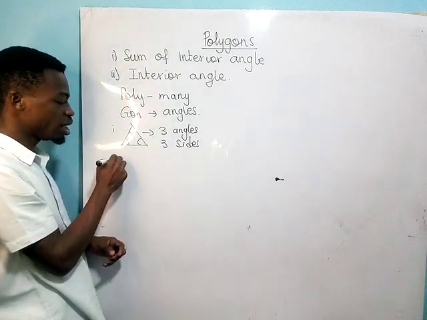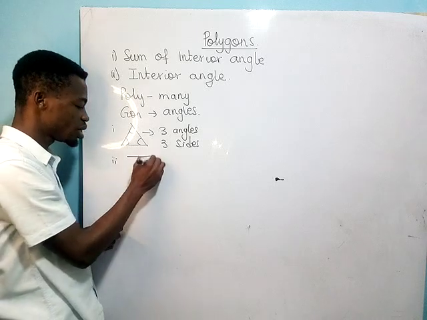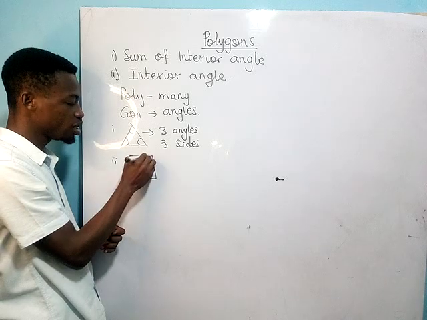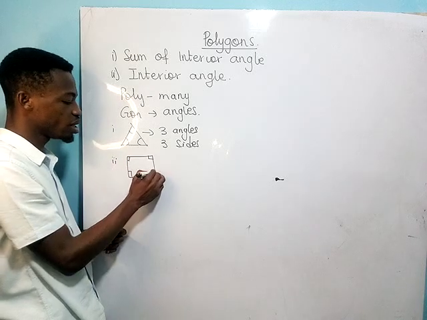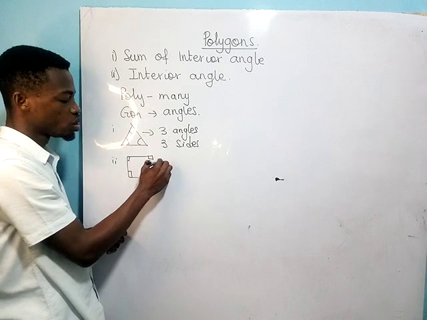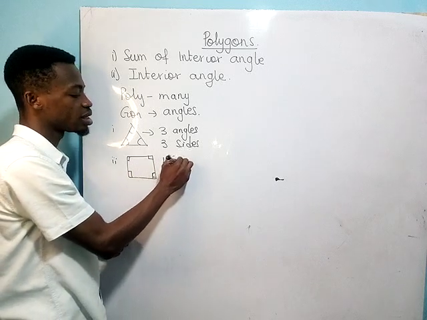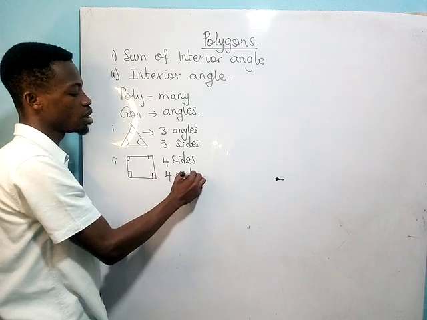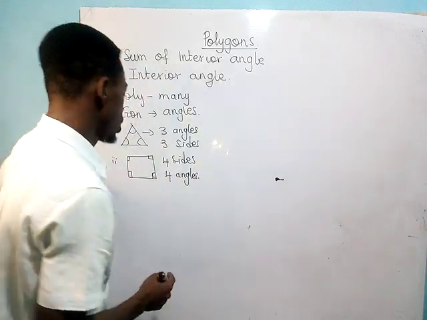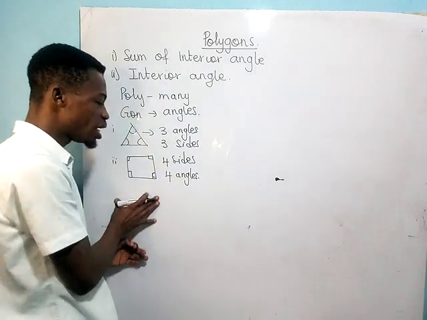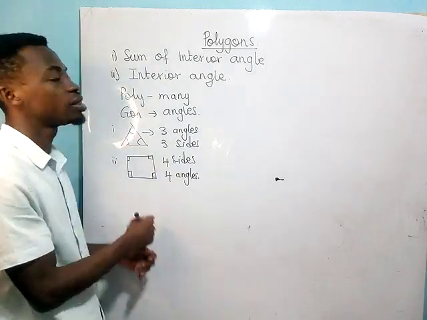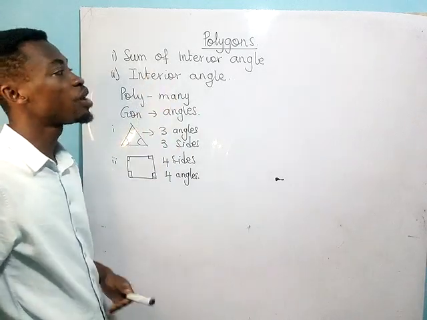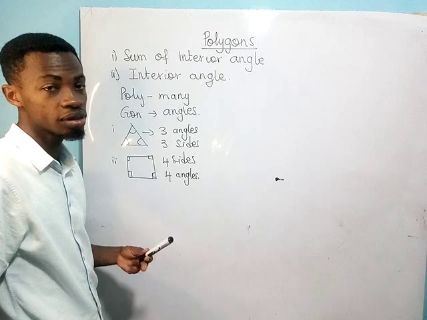Let's pick another one. Let's pick a quadrilateral. That is four sides. We have 1, 2, 3, 4. So for 4 sides, we have 4 angles. We can continue with 5 sides. That's the pentagon, then the rest. But our focus today will be on how to find the sum of interior angles.